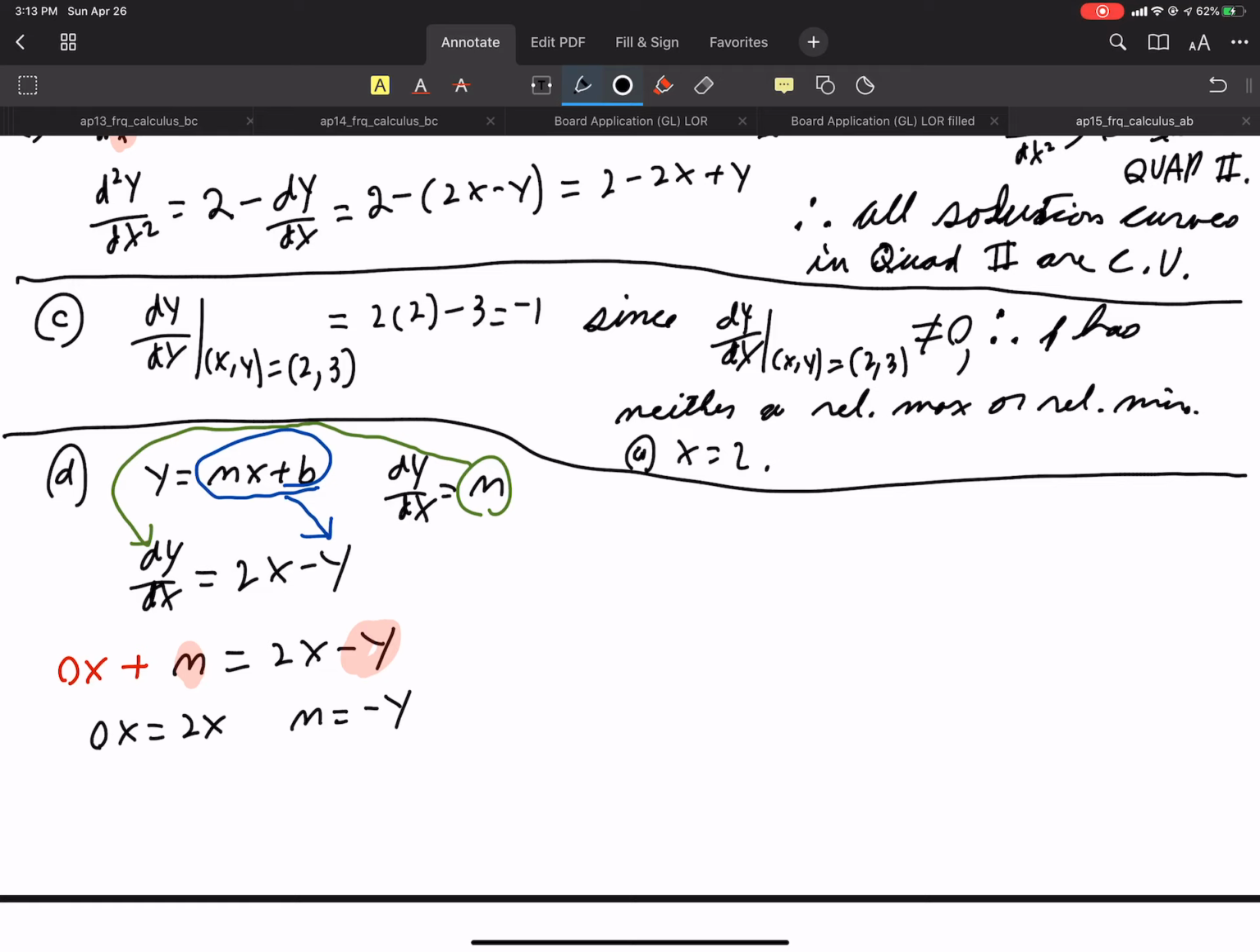My brain just went blank. What am I doing here? Oh, let me back up a little bit. I just realized I never replaced y. What a lame-o I am. I was like, why isn't this working out? I don't understand it. Sorry, everybody. I never replaced y.